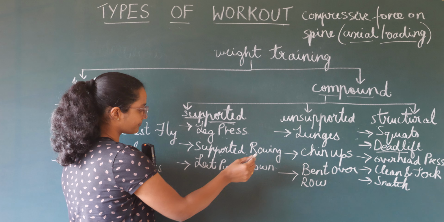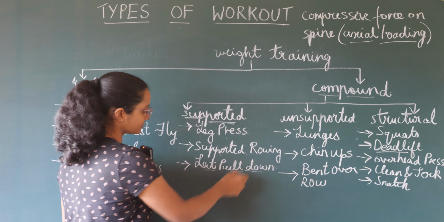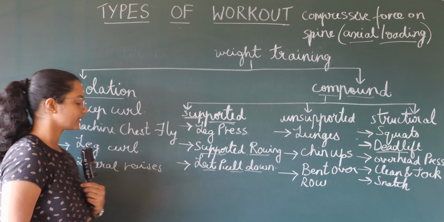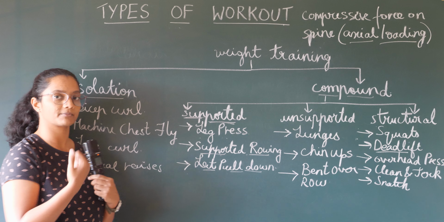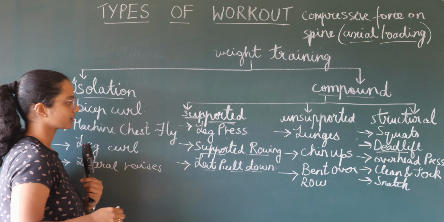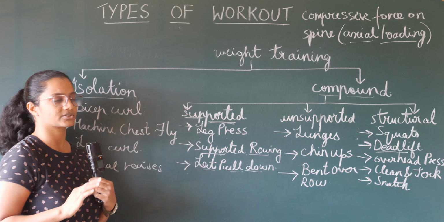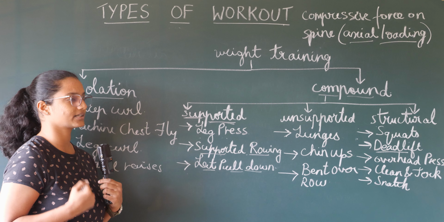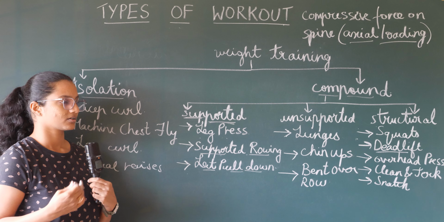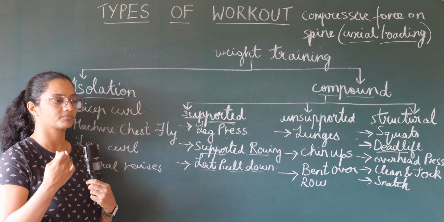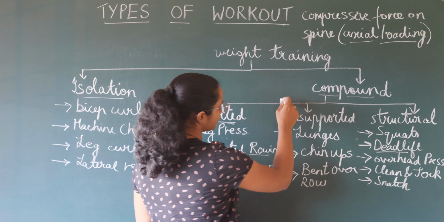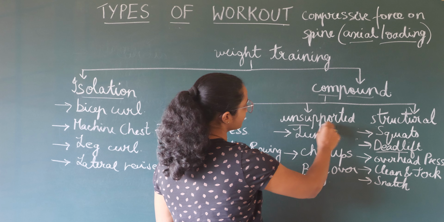Now, for the back, I will give him lat pull down, supported rowing, then reverse close grip lat pull down, all of those workouts which are supported. He does it very comfortably on the machine. His muscles get strong, he gets used to that movement, okay. For a lot of time, progression takes place, and that's where I will give him unsupported movements.